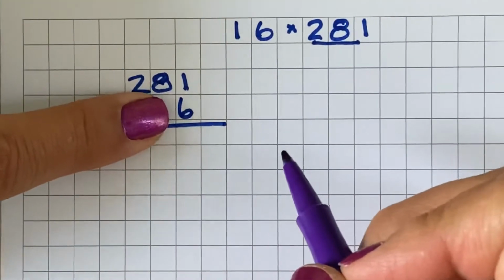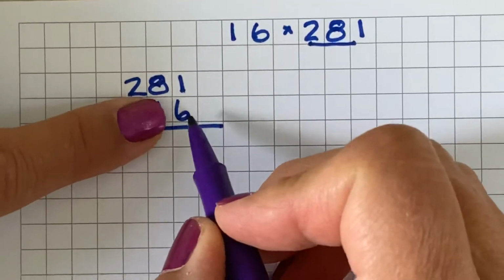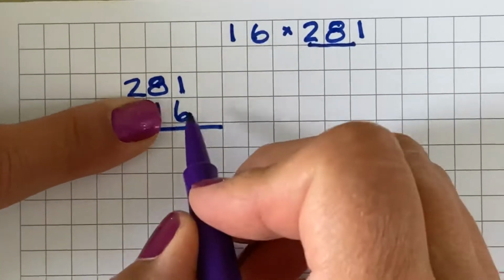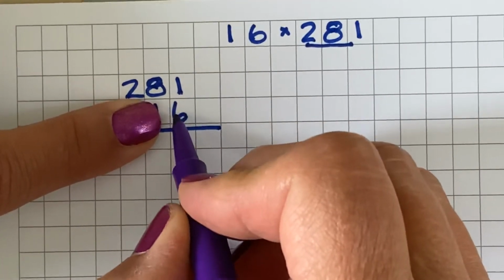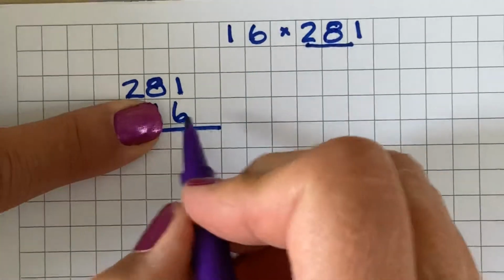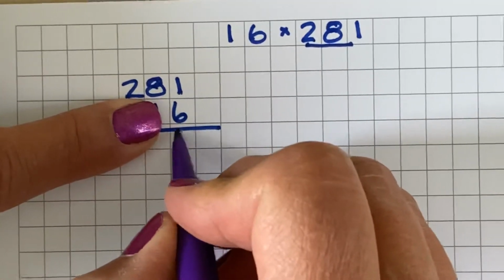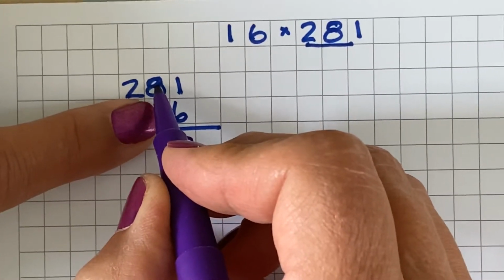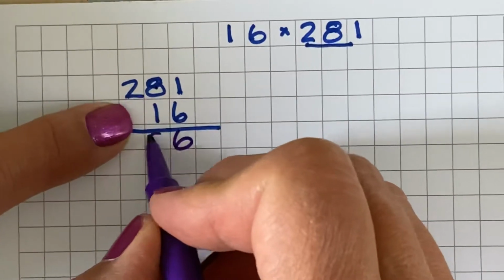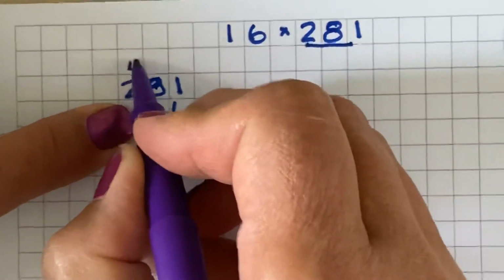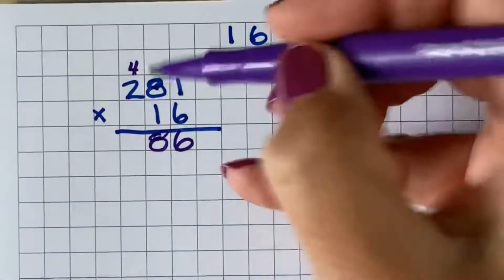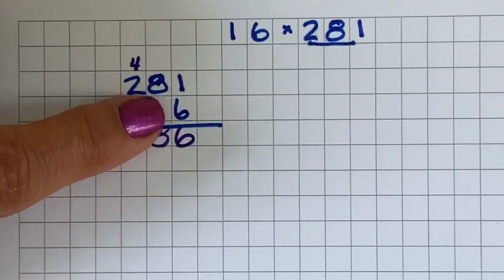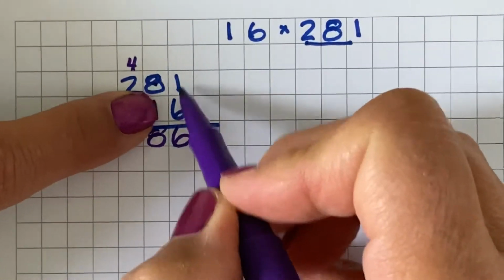All right, so what I'm going to do is I'm going to cover up the 1 right now, and I'm going to do 6 times 281. So I'm going to go, first I go up, then over, then over. So I do 6 times 1 is 6. Then I do 6 times 8, which is 48. So I'm going to put the 8 here, and I'm going to carry over this 4. So 48, okay? And I didn't have to do that with this one because it was just 6.